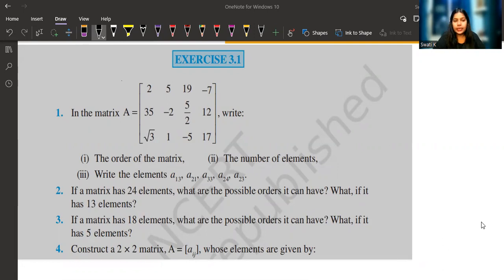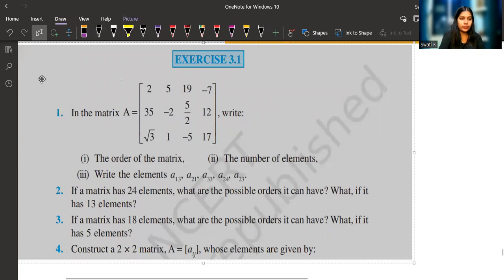In the matrix A, we have a matrix given in which the entries are 5, 19, minus 7, 35, minus 2, 5 upon 2, 12, root 3, 1, minus 5, 17. The first question is write the order of the matrix. Okay, so I'll do one thing. I'll just write down the question once again. Okay. And then I'm going to do the solution below this. Okay, so one question at a time.